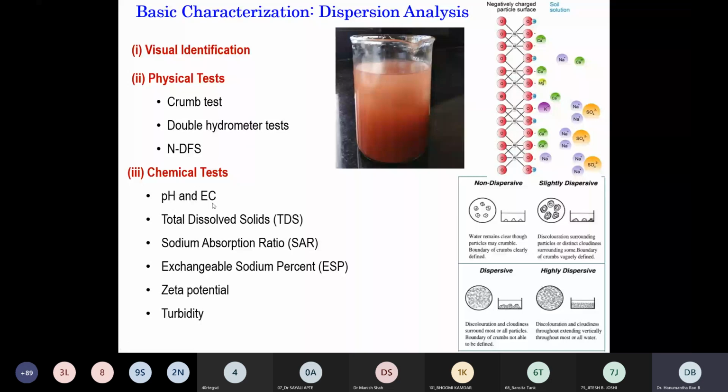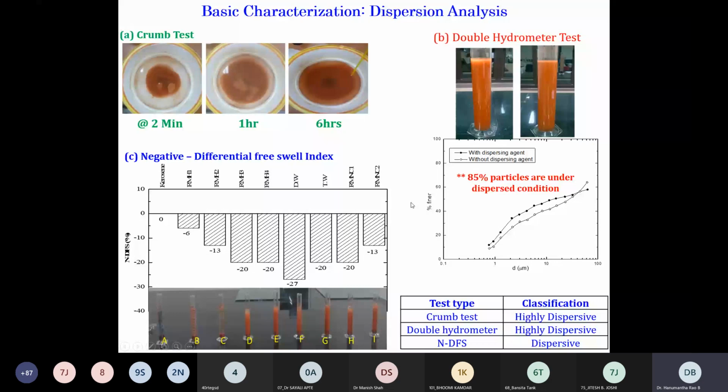So you need to determine the pH and EC, or the sodium absorption ratio, or exchangeable sodium percentage, and so forth. Usually the physical tests are widely used for identifying as well as quantifying the dispersion behavior. Here we have conducted a lot of crumb tests, as well as double hydrometer tests, to identify the dispersion behavior and to quantify how much it is. These are the results of the crumb test, and these are the results of the double hydrometer test.